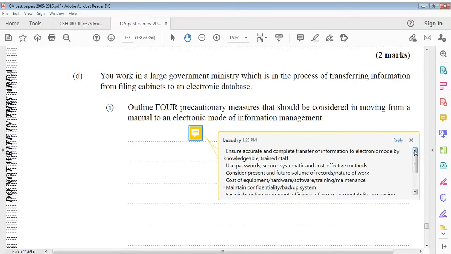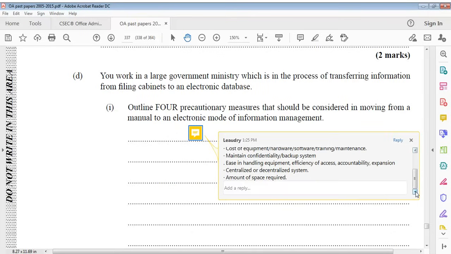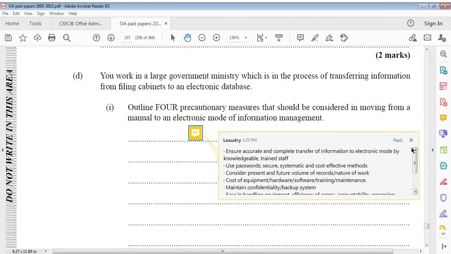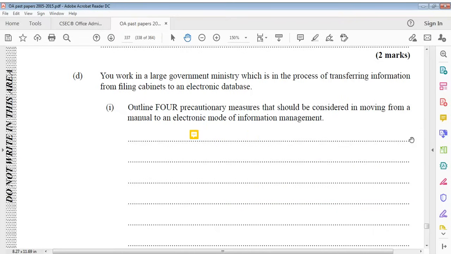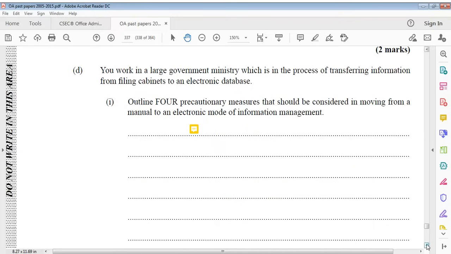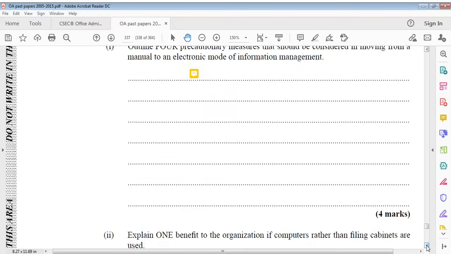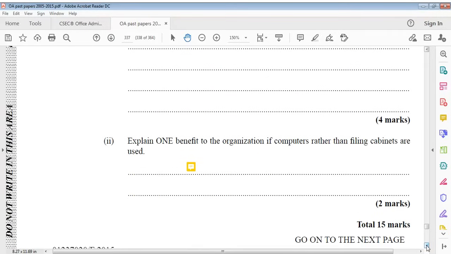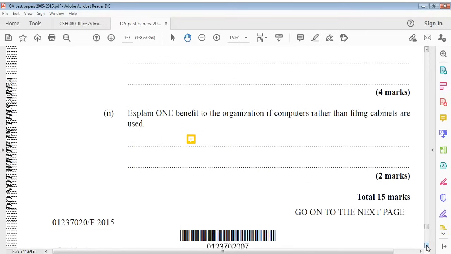that you could write, but it only says 4. So you would select 4 from those 8, any 4. Okay, all right, and you will be rewarded with 4 marks. So you just select 4 from that.